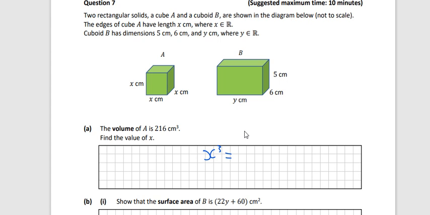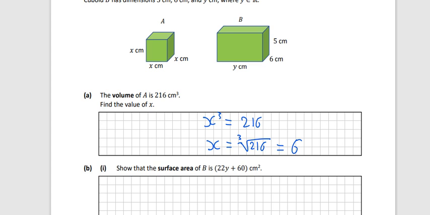Therefore we know that x cubed has to be equal to 216. And if we know that, we can just get the cube root of 216. You can use a calculator for that, or you might know already that it's 6.